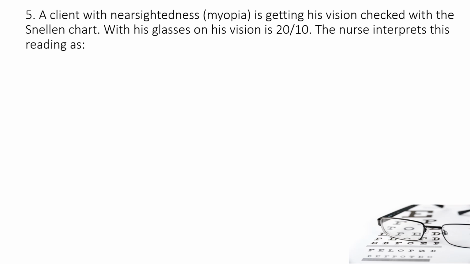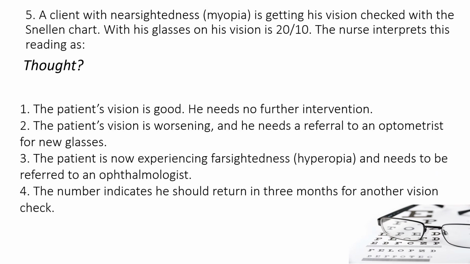Question number 5. A client with nearsightedness, myopia, is getting his vision checked with the Snellen chart. With his glasses on, his vision is 20/10. The nurse interprets this reading as, is it number 1, the patient's vision is good, he needs no further intervention? Number 2, the patient's vision is worsening and he needs a referral to an optometrist for new glasses? Number 3, the patient is now experiencing farsightedness, which is hyperopia, and needs to be referred to an ophthalmologist? Number 4, the number indicates that he should return in 3 months for another vision check.